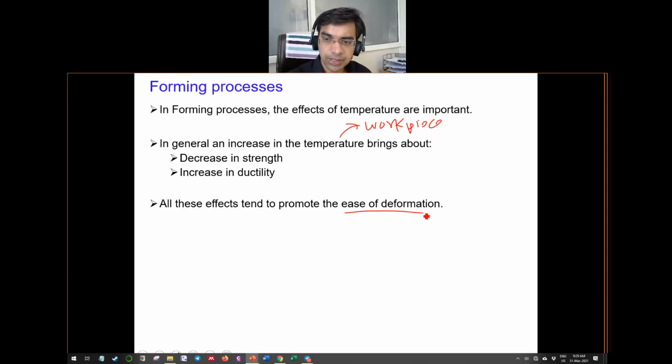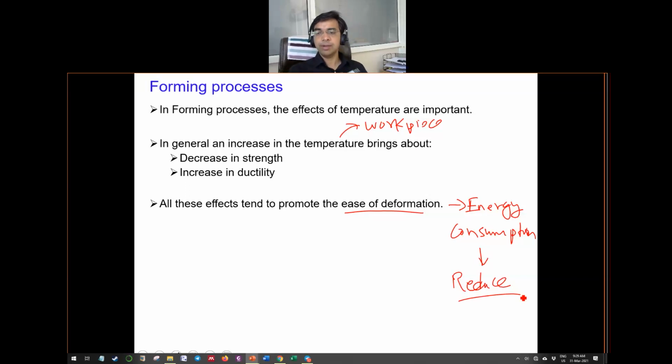So ease of deformation is linked again to the energy consumption in the process. If it is easier to deform a product or a workpiece, energy consumption will reduce. So companies that use the forming processes to form products play in this domain of increasing the temperature of the workpiece, which will provide the ease of deformation, thereby reducing the energy consumption during the process.